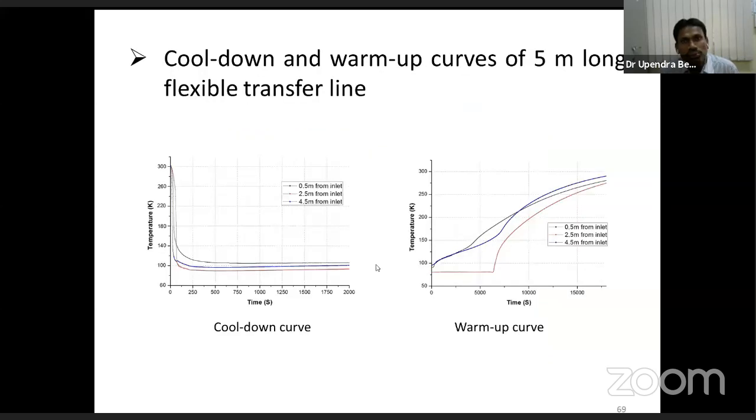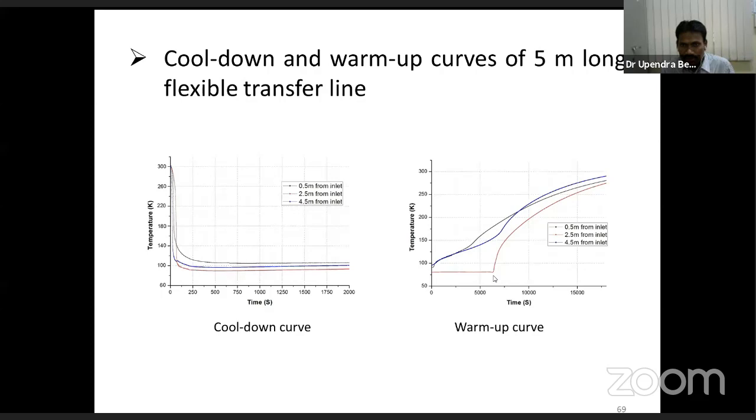And this shows the cool down and warm up curve for the 5 meter long flexible transfer line. This shows the 3 sensors: one is 0.5 meter away from the inlet, another is 0.5 meter from the exit end, and this is the middle sensor located at 2.5 meter from the inlet. Here you can see that for this 5 meter long transfer line, for nitrogen application, it takes around 50-60 seconds to pull down to the operating condition of the liquid temperature.